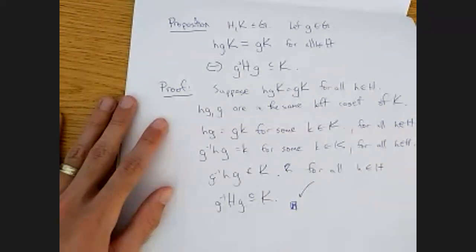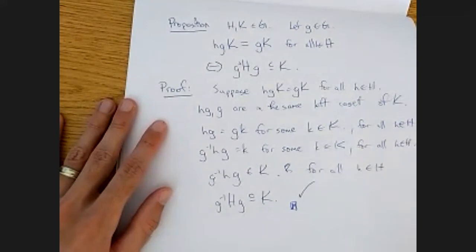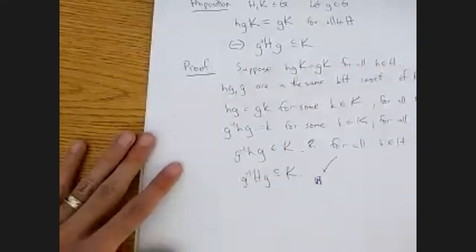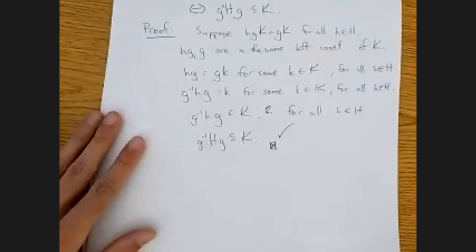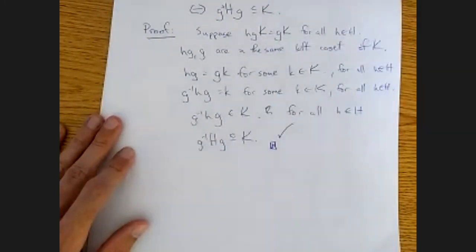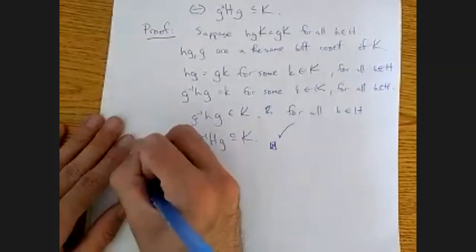So now this proposition is why we might look at H acting on the left cosets, because that action tells us something about the conjugates of H. And now we're going to use a similar action. We're going to try and prove something. Let's try and write it down.